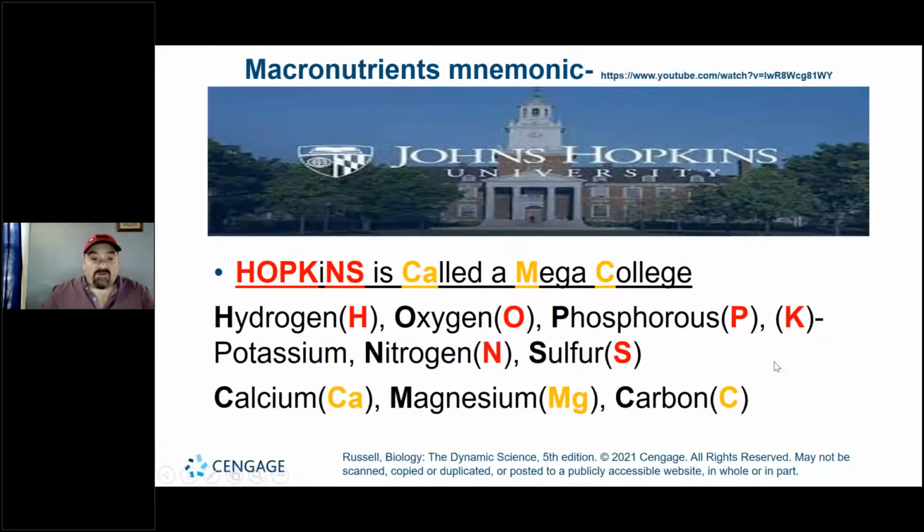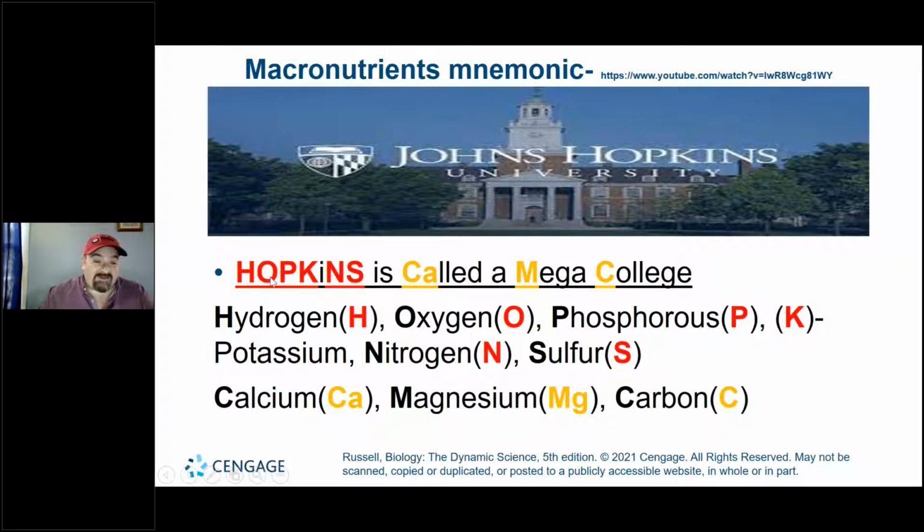So let's look here at a mnemonic. Now, I did not create this mnemonic. I had gotten it from a YouTube video. So, you know, you have to determine whatever's going to work for you, but I think this is a pretty easy one. Hopkins is called a mega college, okay? So Johns Hopkins, right, University. It's not really a college, it's a university, but this is just something that's going to help you.